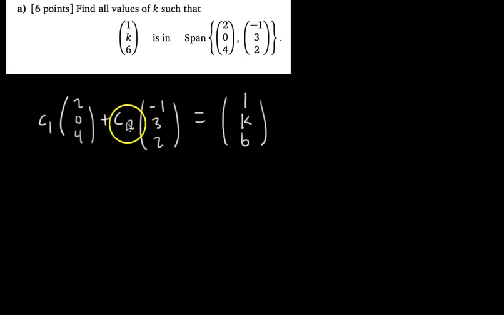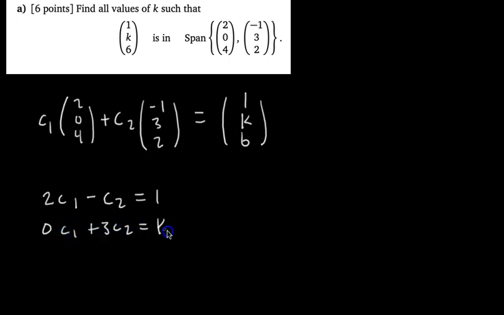So let me show you something interesting. If we add all the first components, the first entries of each vector together, what do we get? Let's distribute the c1 and the c2 in. Adding the first entries, we get 2c1 minus c2 equals 1. Now let's add the second component, so we get 0c1 plus 3c2 equals k, whatever we pick k to be. And then adding the third components, we get 4c1 plus 2c2 equals 6. Okay, this is a system of equations, and we know how to solve these.